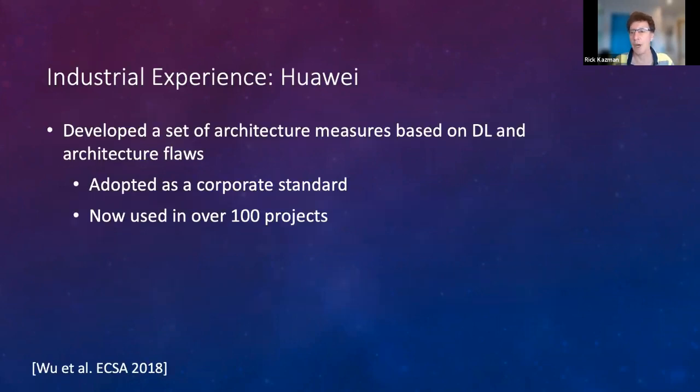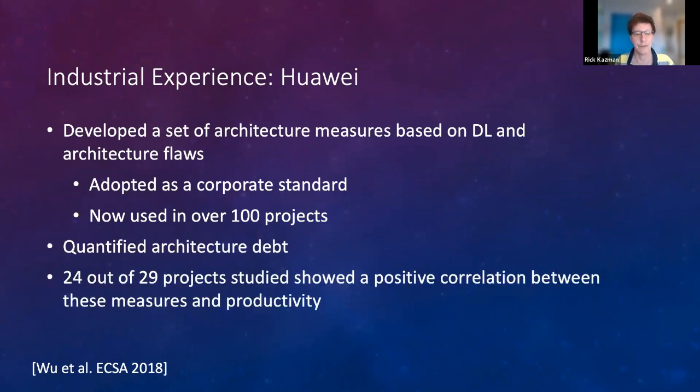We also worked with Huawei. Can't work with them anymore, but this was a number of years ago before they were bad boys. And we helped them adopt these architecture measures based on DL and architecture flaws as a corporate standard, which they then used in over 100 projects. They quantified their architecture debt, and they found a positive correlation between these measures and the productivity of those projects in 24 out of the 29 projects.